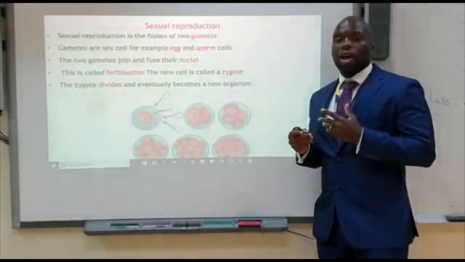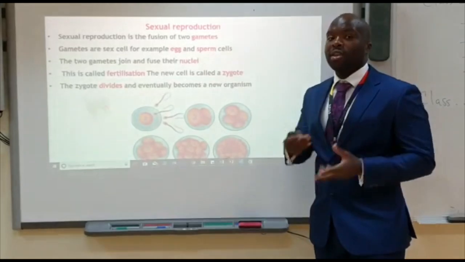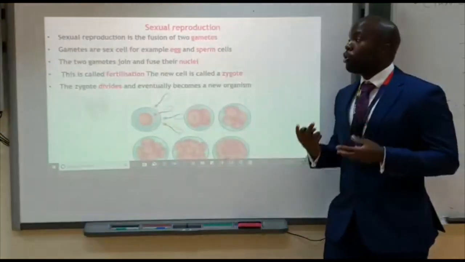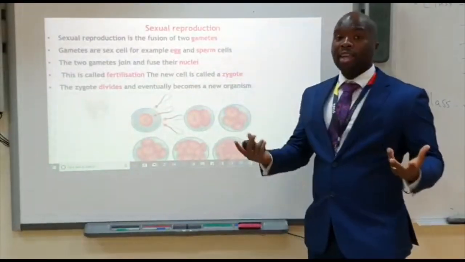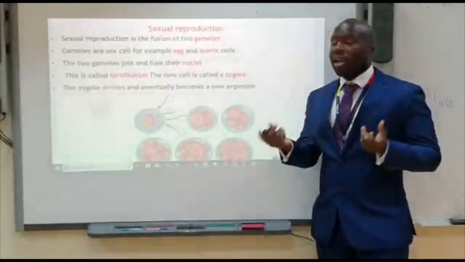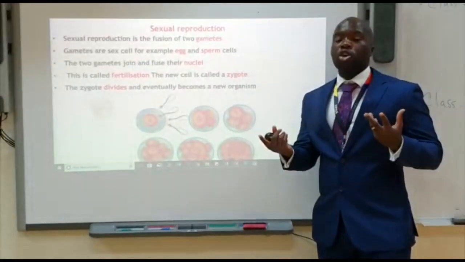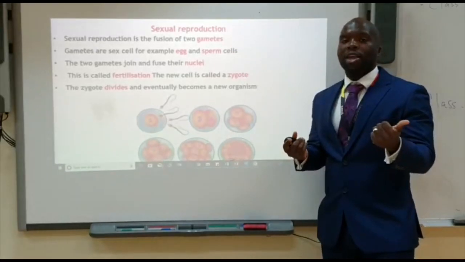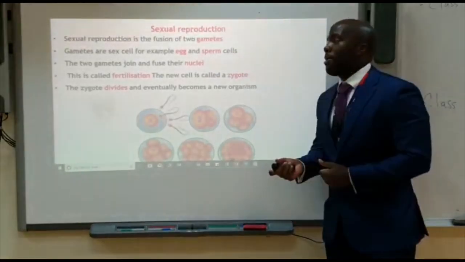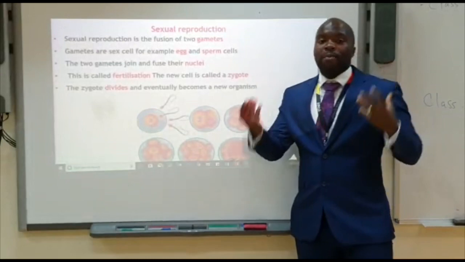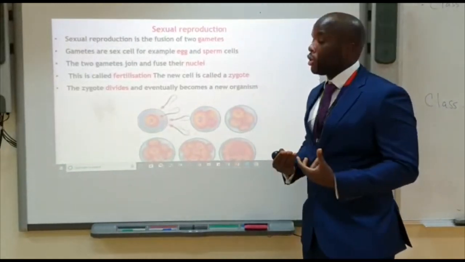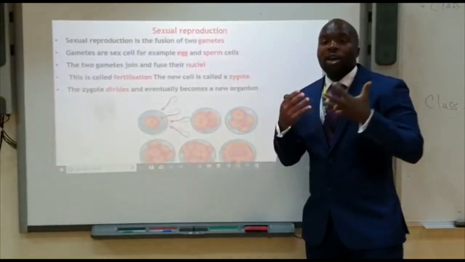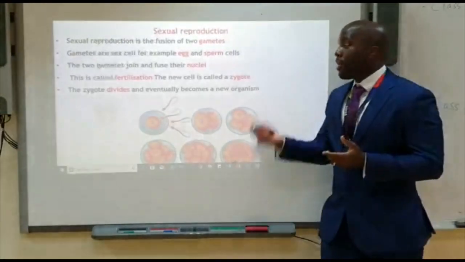Now, let's look at a different type of reproduction known as sexual reproduction. Sexual reproduction involves the fusion of two gametes. Now, what is a gamete, I hear you say? Gametes are sex cells, and if we use the human gametes as an example, we will be talking about an egg cell, which is the female gamete, and the sperm cell, which is the male gamete. Now, when two gametes fuse in sexual reproduction, we look at the fusing of their nuclei. Okay, so that's what we're talking about, the fusion of their nuclei, and that is called fertilization.